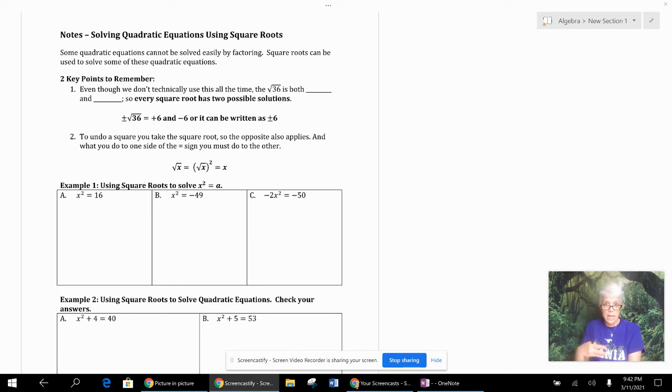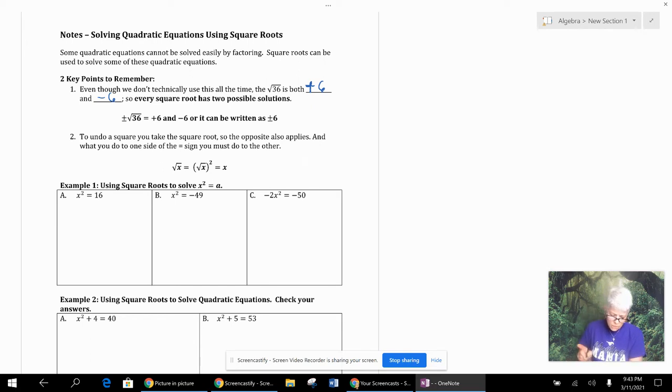So we'll see how that plays out in some of the equations that we're going to look at today. First off, I want you to look right where it says 2 key points to remember. It says even though we don't technically use this all the time, the square root of 36 is both a positive 6 and a negative 6. We alluded to that a little bit earlier. I wasn't very consistent in writing it every time, but just so you know that that is a truth, and that is going to play into our answers today.